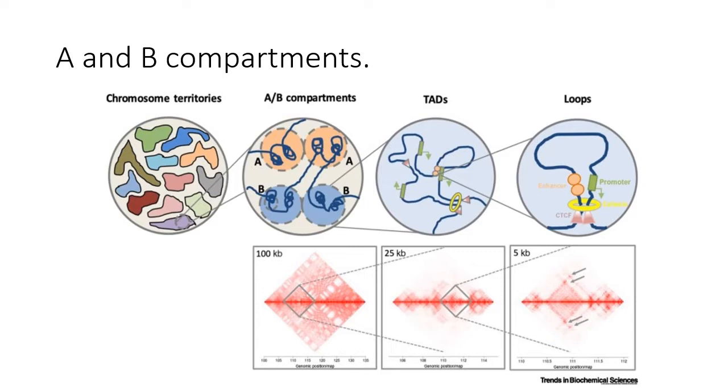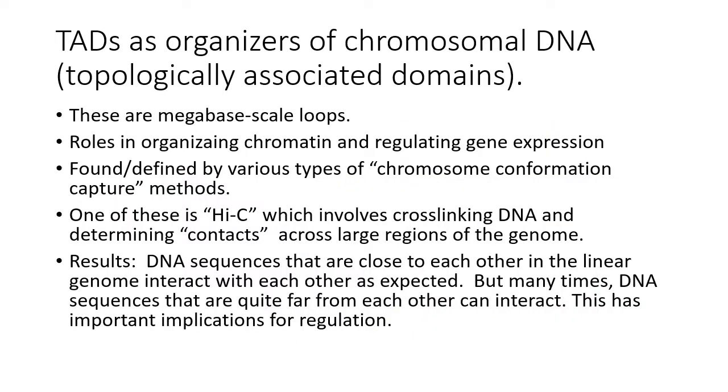And finally, we have the TADs, the topologically associated domains, which form these large loops that organize the DNA in ways that will actually, very importantly, impact regulation. Okay, so we're going to say quite a bit about TADs as far as their roles in organizing chromosomal DNA and in regulating gene expression. Okay, they're very, very important. And we're going to talk a little bit about one of the methods that's used to observe these kinds of long-distance DNA organization arrangements. And this is called Hi-C, which involves cross-linking the DNA and determining what contacts individual sequences have along large regions of the genome.